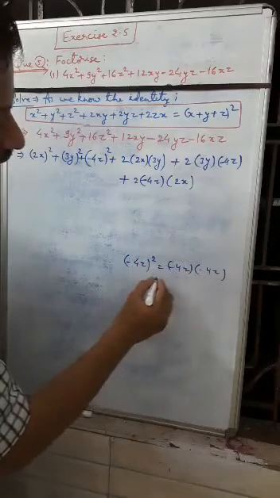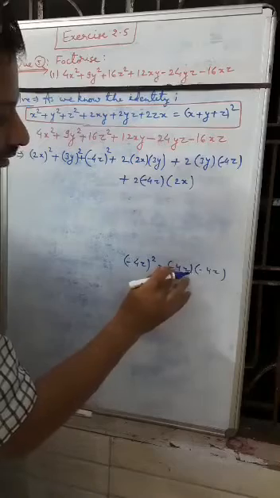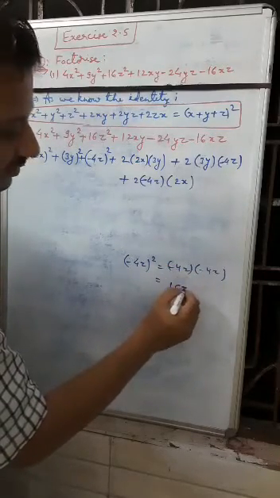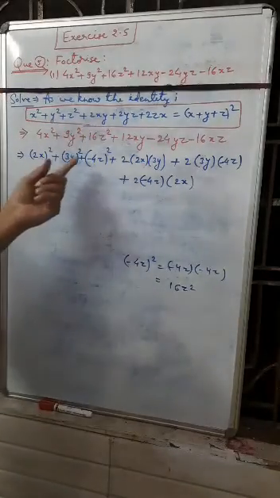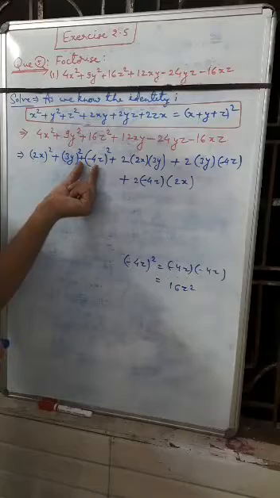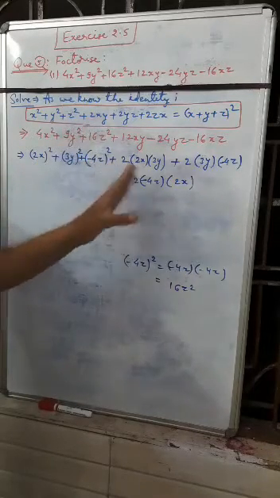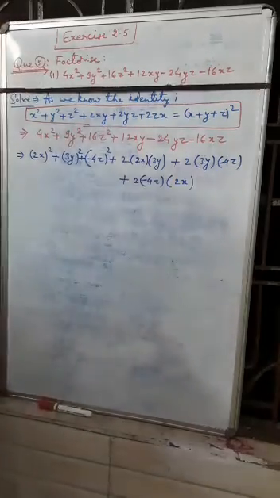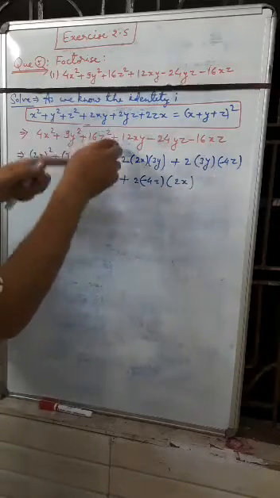So 4 4s are 16, and minus into minus is equal to plus, and z into z is z square. So we will get 16z square. If we are squaring any negative number, definitely we will get a positive one. So now the equation is converted into standard form. Now we can also observe whether the equation is equal to the previous one or not.